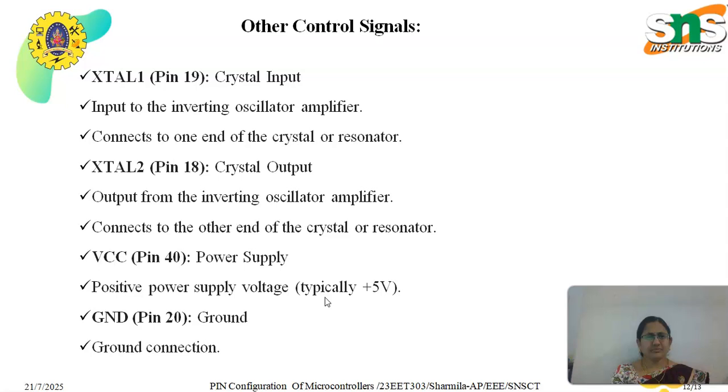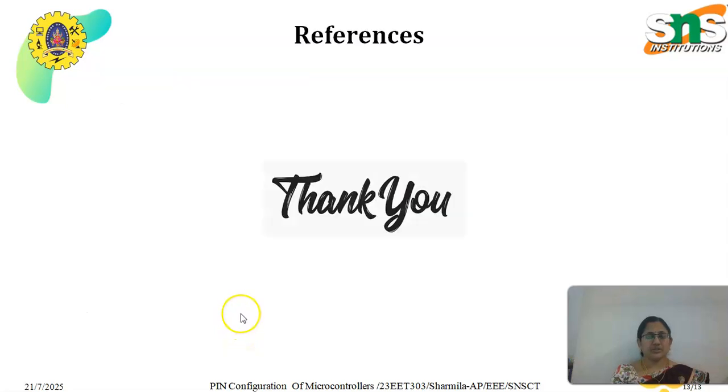XTAL1 is the crystal input and XTAL2 is the crystal output, and VCC is the power supply and GND the ground connection. So from this, the microcontroller chip is a 40-pin IC. So it has many salient features.